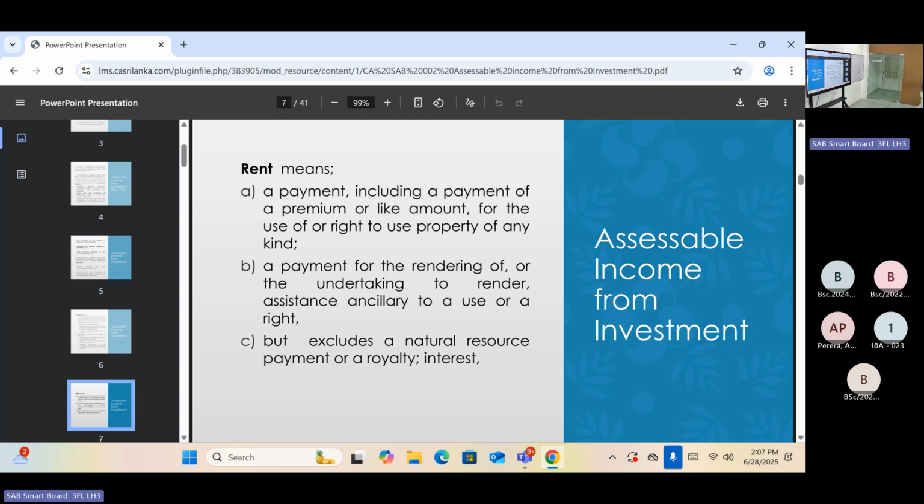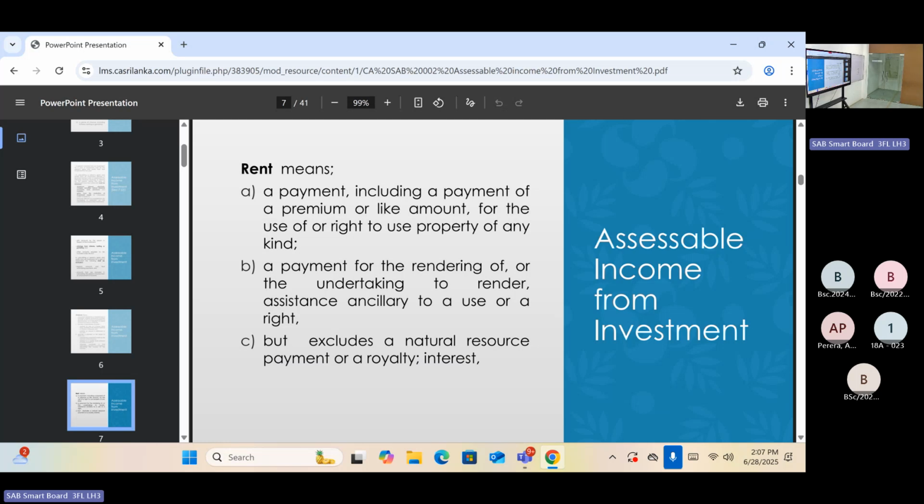Whatever payment is connected to the use of a property or right to use of a property shall be considered as rent. Say we are occupying a building. We only have the right to use. We don't have the ownership, but we have the right to use the property. For that purpose, if we are making a payment, it goes as rent.